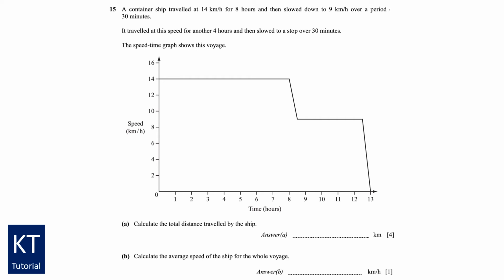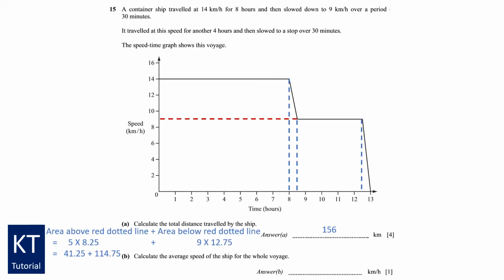A container ship traveled at 14 km per hour for 8 hours and then slowed down to 9 km per hour over a period of 30 minutes. It traveled at this speed for another 4 hours and then slowed to a stop over 30 minutes. The speed time graph shows this voyage. Calculate the total distance traveled by the ship. The required total distance is the area below the line. It is easiest to demarcate this into two areas, one above the red dotted line and one below the red dotted line. By summing these two areas, you arrive at the answer of 156 kilometers.